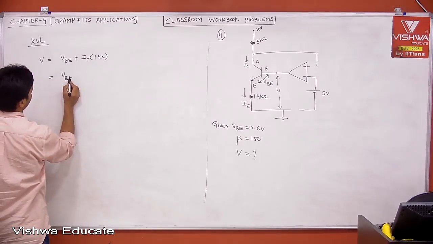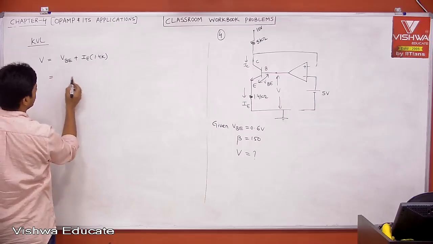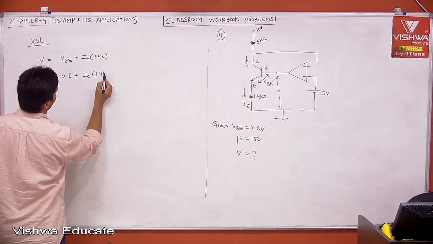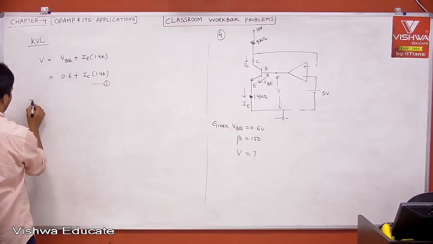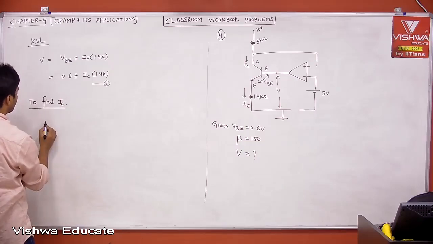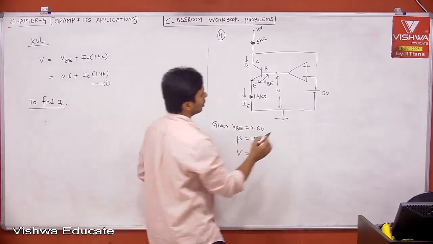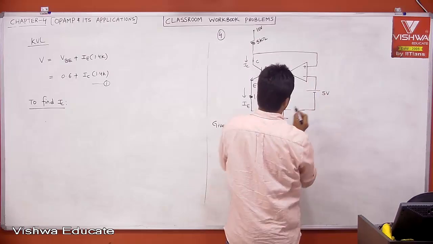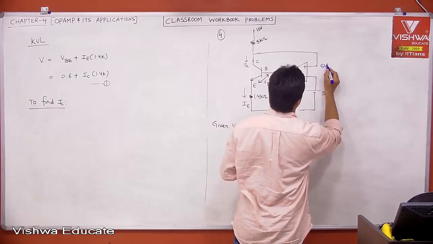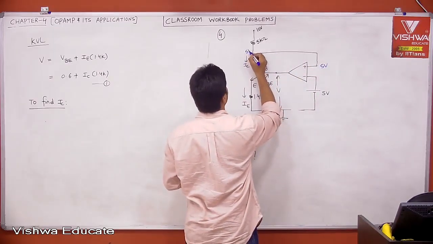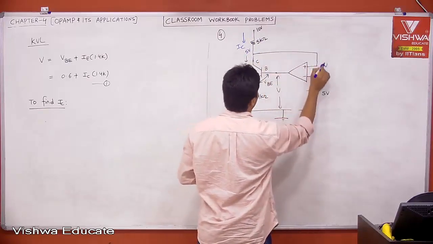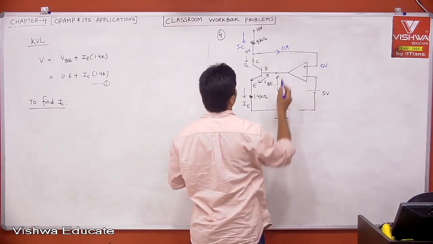Therefore, VBE, I can say, what is VBE? He has given. Given VBE is equal to 0.6. 0.6 plus IE is nothing but IC into 1.4K. If you know IC, problem is over. To find IC, right? What is IC? Now we can apply virtual ground concept. When apply virtual ground concept, what is this voltage? 5. Then what is this voltage? This is also 5. Means basically this is 5. When this is 5, we can find this current, right? This is nothing but IC, because the same current is flowing. The current entering into op amp is 0. Therefore, the current is 0 ampere.